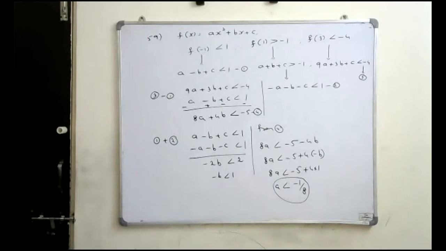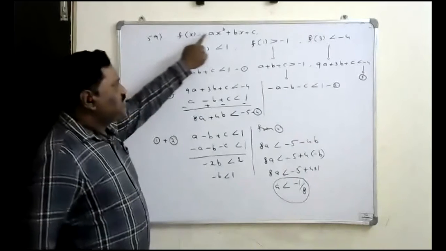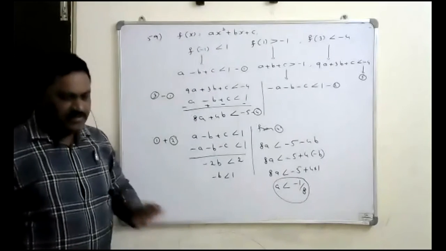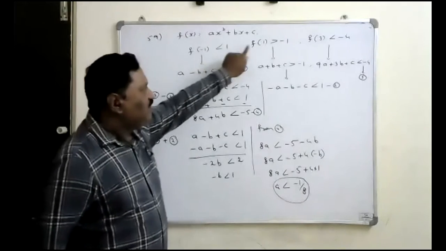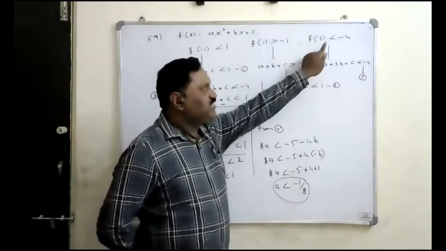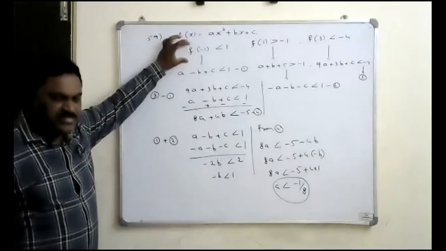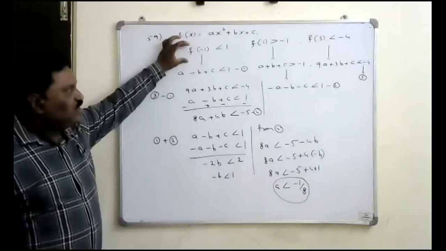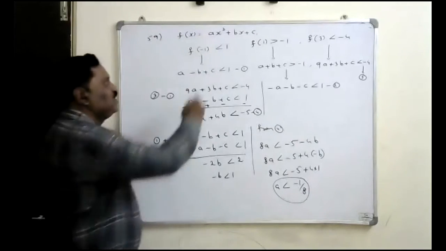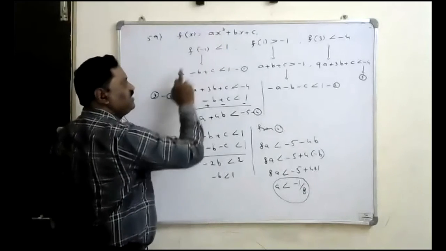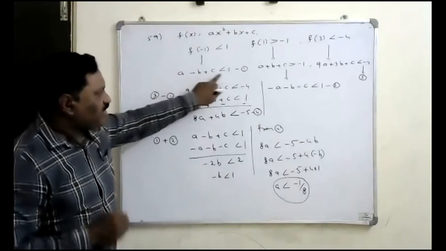Sir, please explain the question again. Okay. Once again, look at this. The expression f of x is given as ax square plus bx plus c, then f of minus 1 is less than 1. These are the conditions already given. f of 1 is greater than minus 1. f of 3 is less than minus 4. First, f of minus 1 I will take: replace x by minus 1. A into minus 1 whole square, that is 1, means there is a. B into minus 1 means minus b, plus c less than 1. This is one inequation we got.